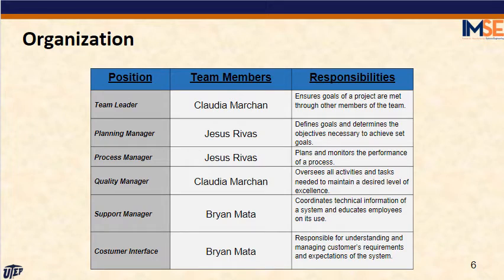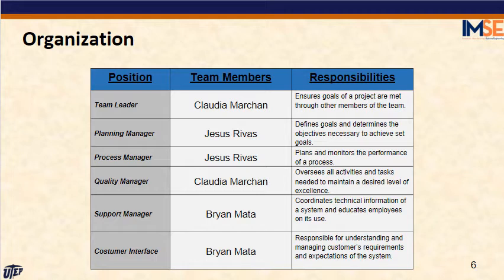Organization. This chart represents the roles of each member. Due to the number of team members in the group, each one of us was assigned 2 roles. Claudia assumed the role of team leader and quality manager. She makes sure the team or group does the tasks assigned and launches a successful system, as well as makes sure that the quality of our work is up to par.